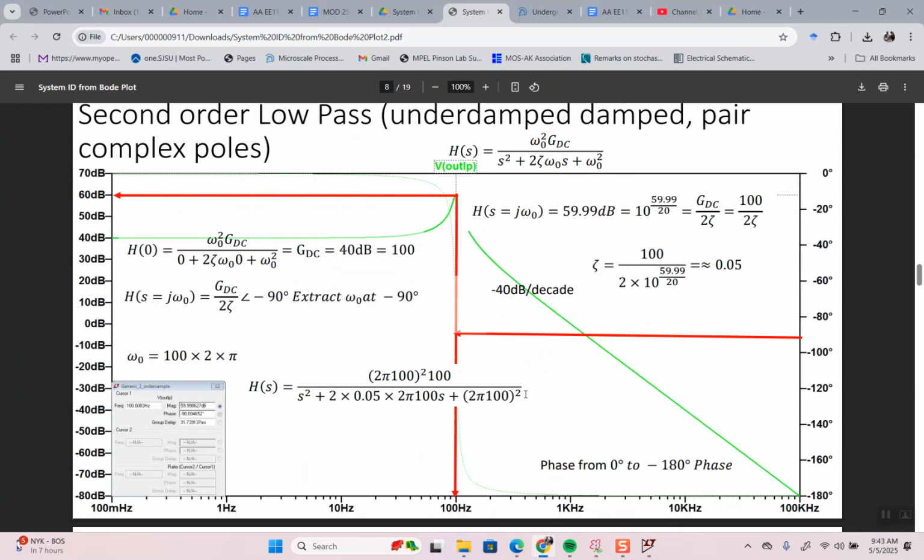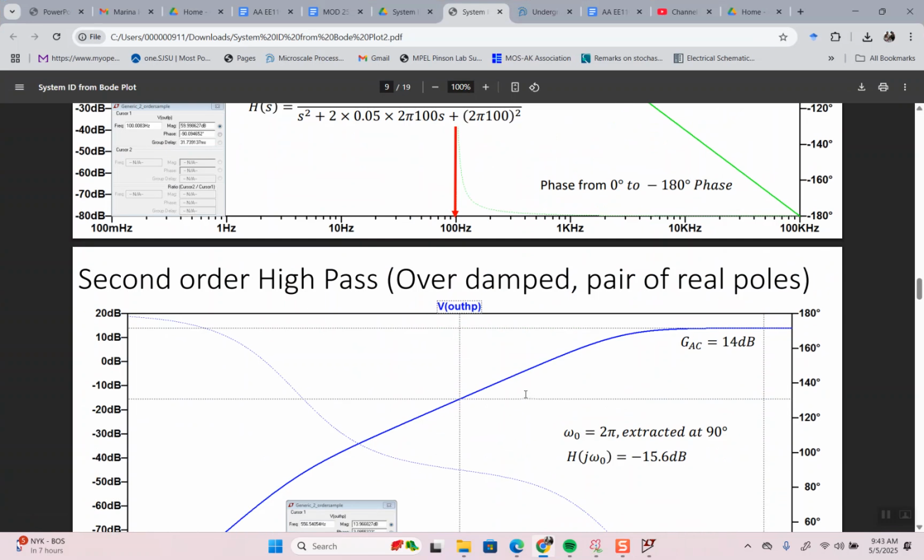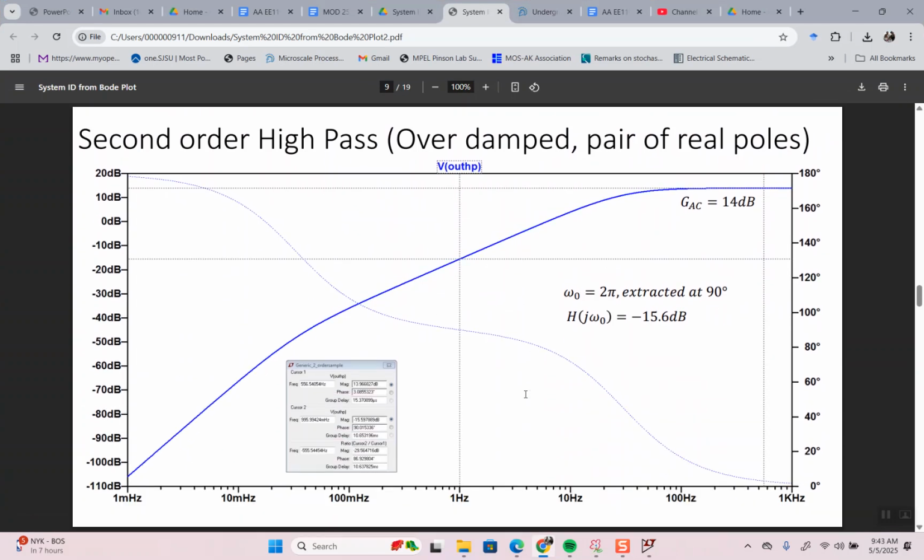Okay. Well, now we just run through some other examples. Okay, I see 2 breakpoints. So over, under, critical.